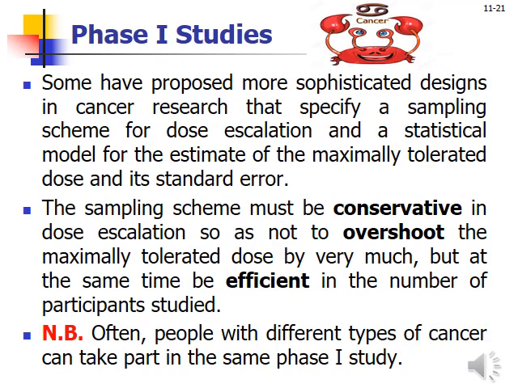Some have proposed more sophisticated designs in cancer research that specify a sampling scheme for dose escalation and statistical model for the estimate of the maximally tolerated dose and its standard error. The sampling scheme must be conservative in dose escalation so as not to overshoot the maximally tolerated dose by very much, but at the same time be efficient in the number of participants studied. Often, people with different types of cancer can take part in the same Phase 1 study.